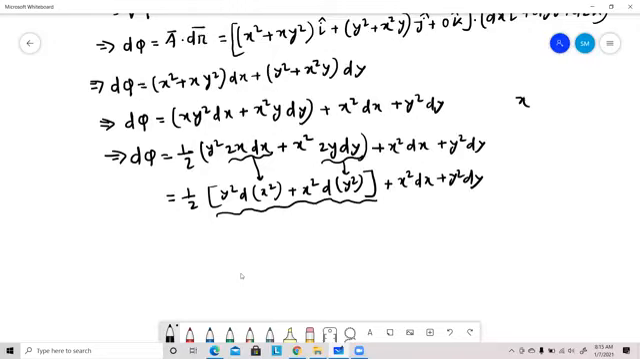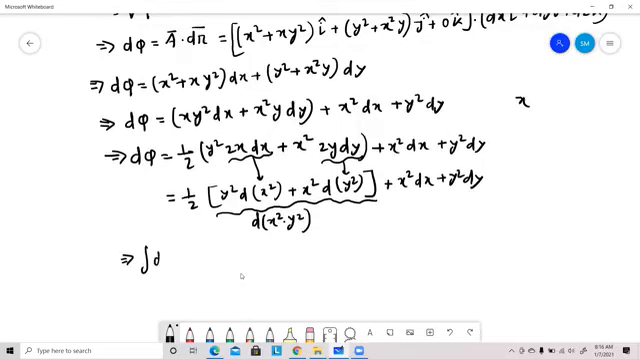Sir, d of x square y square. Good. So according to the exact differential rule, these two terms can be converted to one term, d of x square into y square. So all the terms have been made integrable. Now we have to do integration.